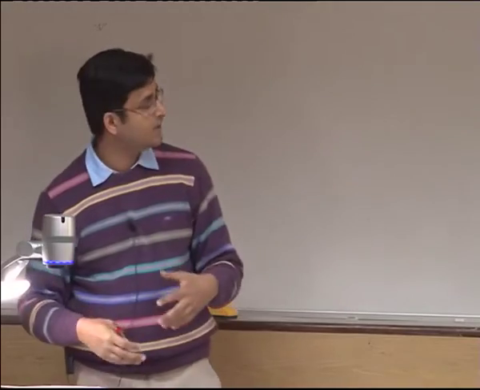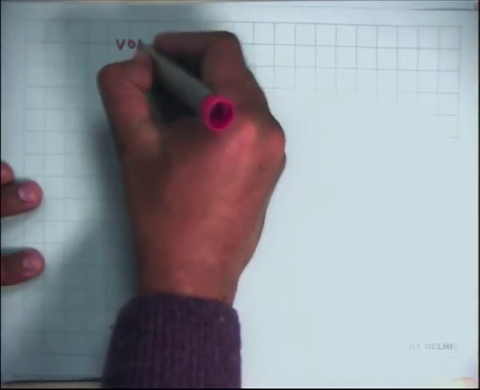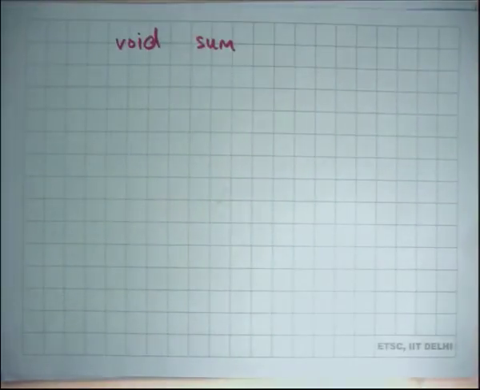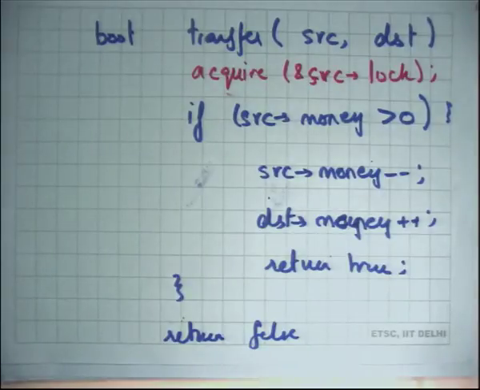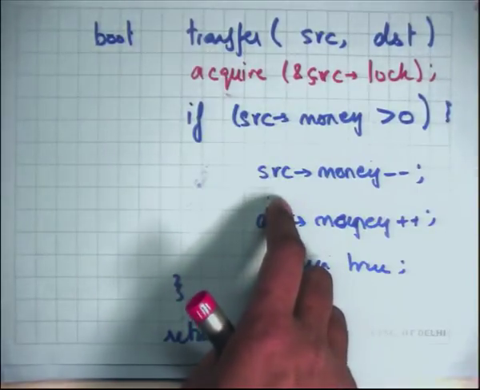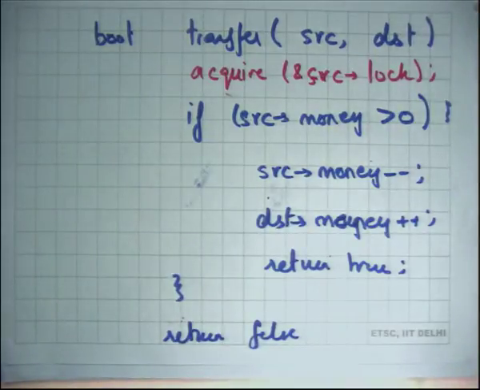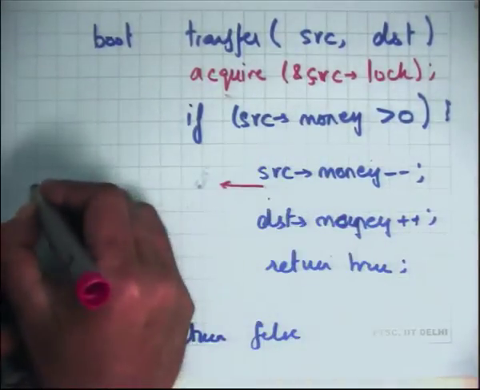But of course, typically you would want something like transfer to be atomic because there will be, let's say, some sum thread, which will just sum all the accounts, and that may be running in parallel, and so you may care about the atomicity. So the second option is that you care about the atomicity of transfer. The second option suggested was that you acquire the source lock, but before you release the source lock, you acquire the destination lock, then you release the source lock, and then you release the destination lock.